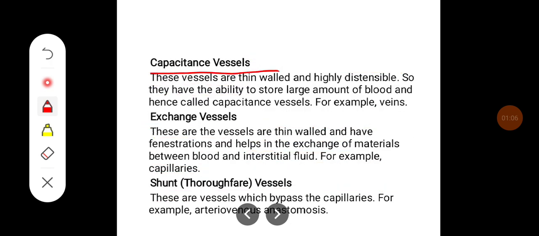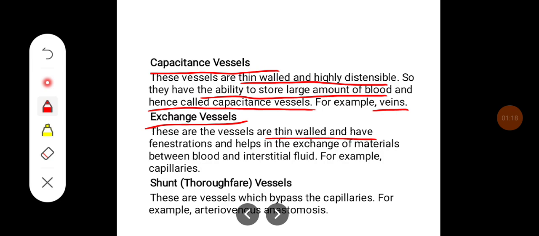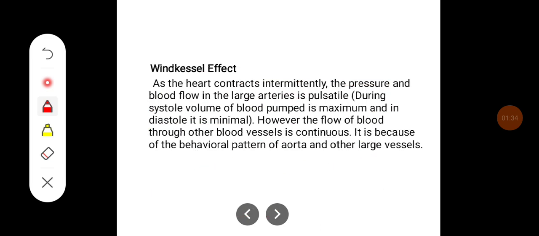Capacitance vessels are thin-walled and highly distensible, so they have the ability to store a large amount of blood and hence are called capacitance vessels. For example, veins. Exchange vessels are thin-walled and have fenestrations and help in the exchange of materials between blood and interstitial fluid, for example, capillaries. Shunt or thoroughfare vessels are the bypass capillaries, for example, arteriovenous anastomosis.